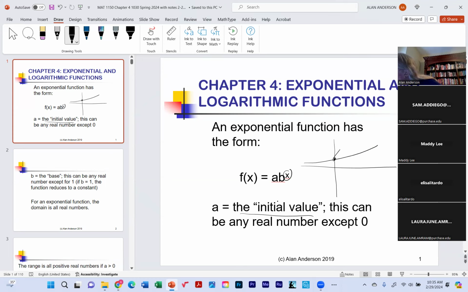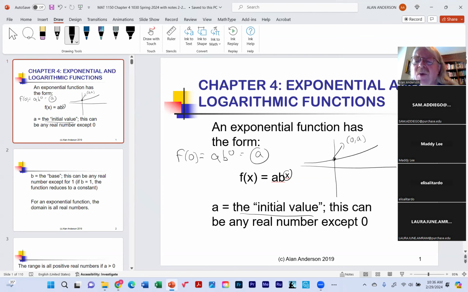Right there, that would be the point (0, a). A is the y coordinate of the intercept. So in other words, this is where it crosses the vertical axis. And you can see why this has to be the case, because this is also f of 0, which is a b to the 0 power, which just reduces to a. So that's our quote initial value.